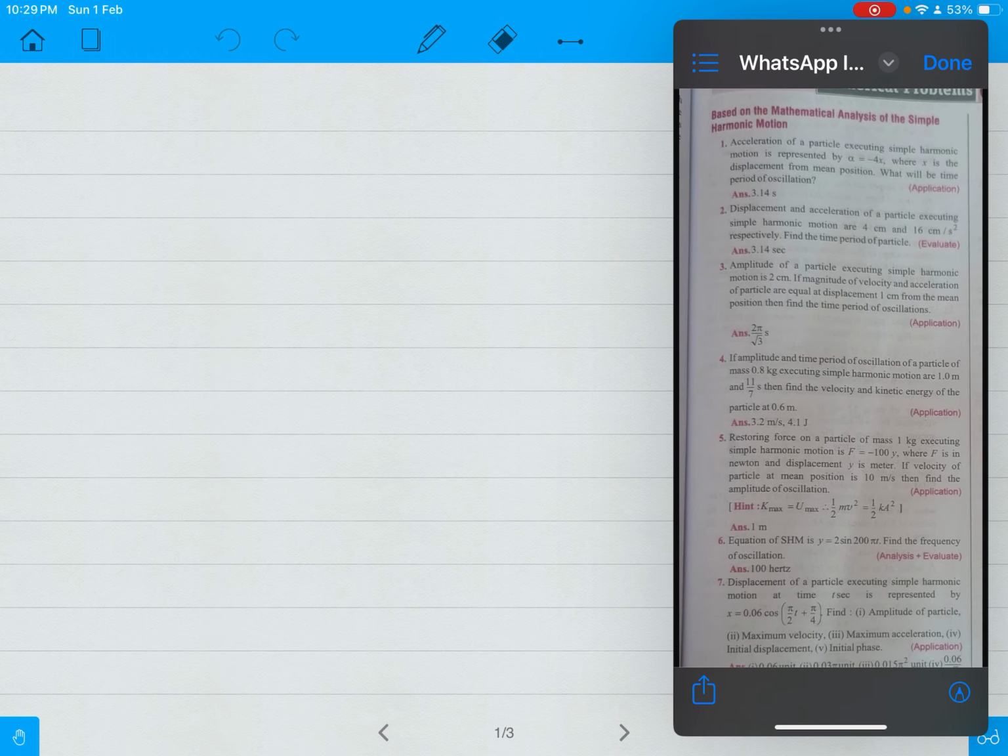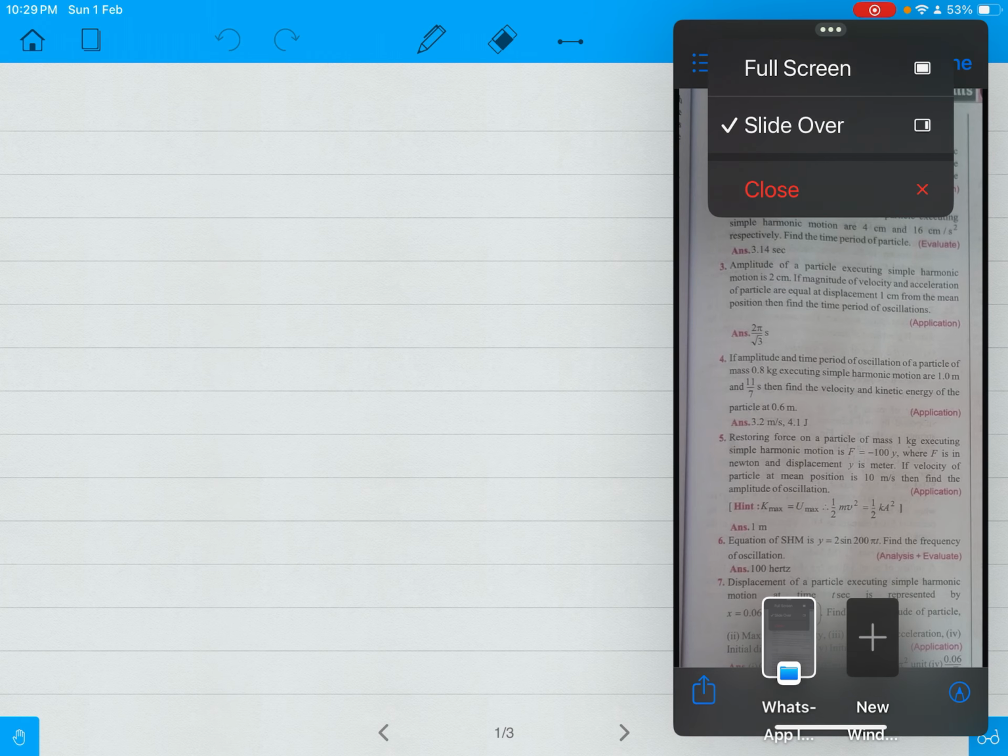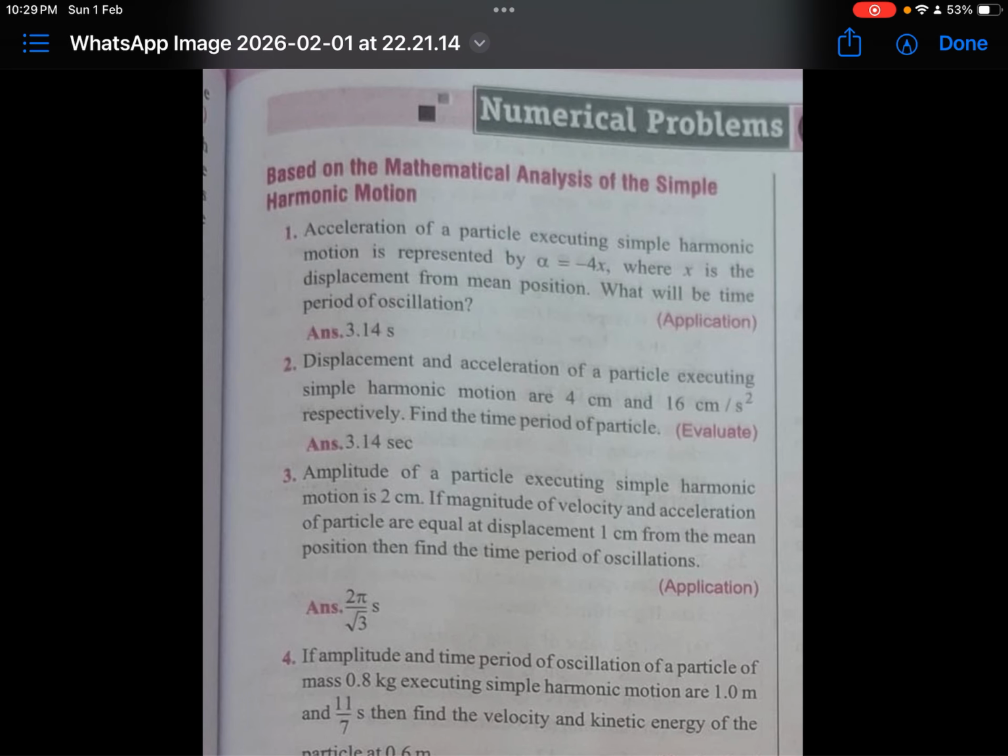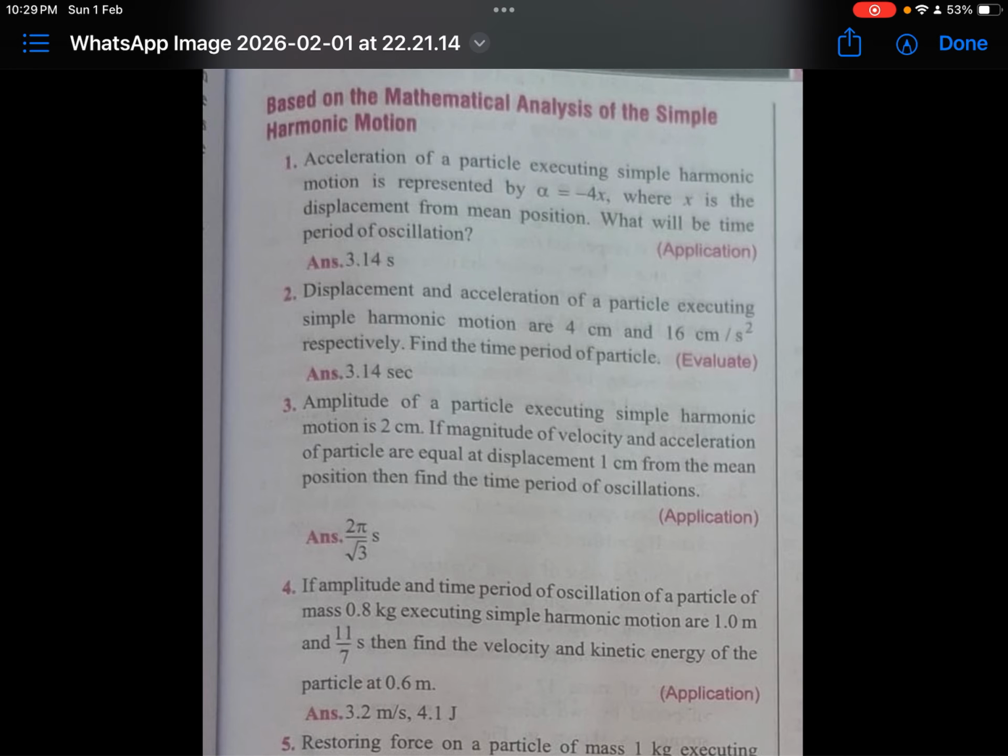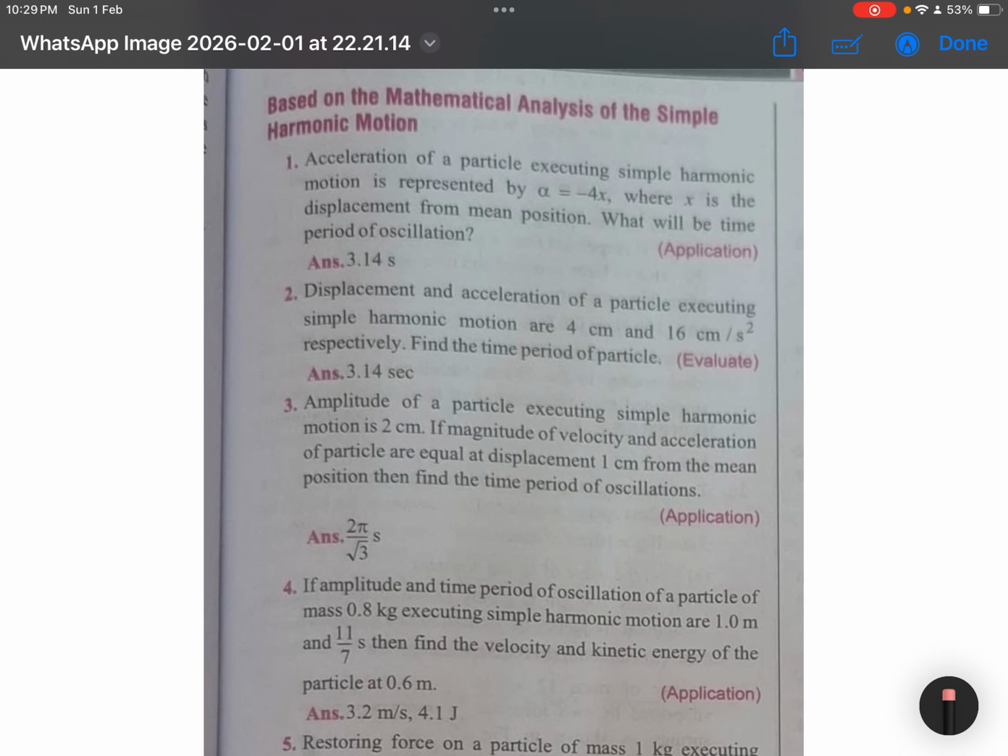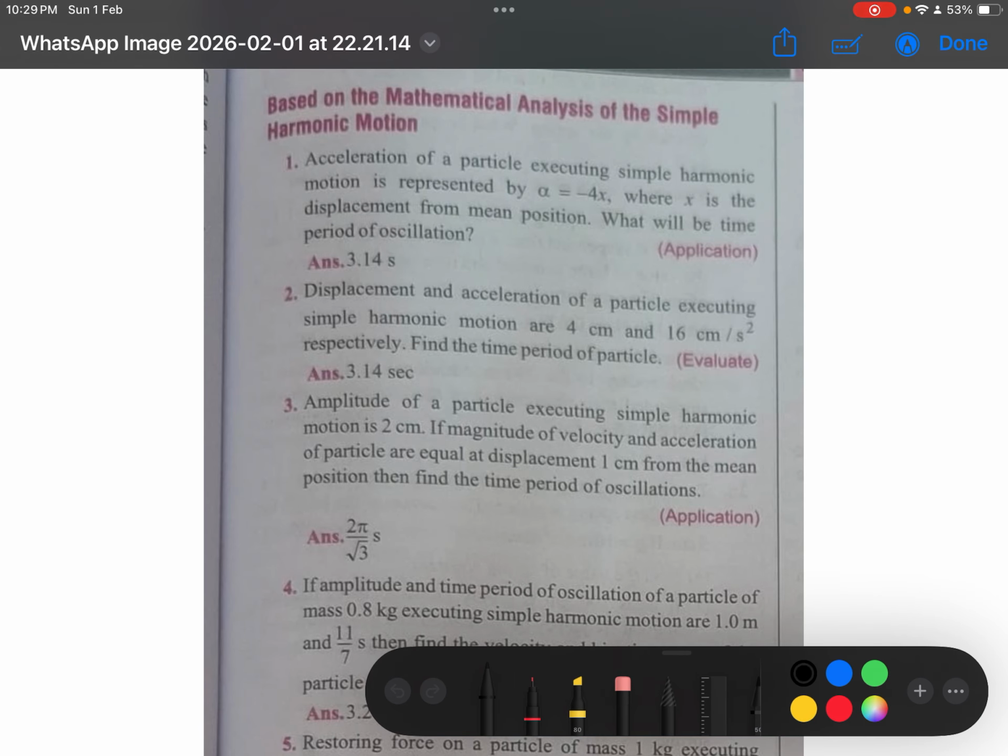Now in this video I am going to explain the numericals. For example, here is the acceleration of a particle executing SHM. You can see here, acceleration of the particle executing SHM is alpha equals minus 4x, where x is displacement.